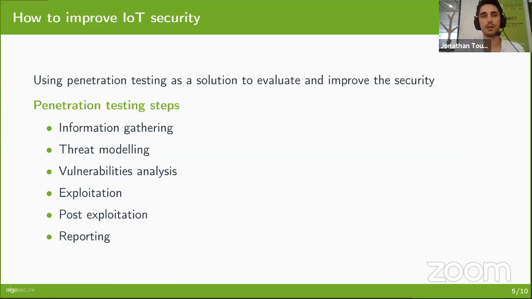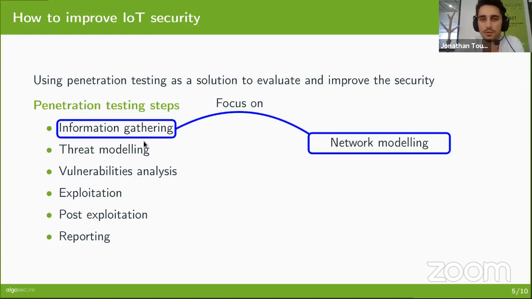So how can we improve IoT security? From my experience as a pen tester, I think that penetration testing is a good solution to evaluate or improve the security of networks. Penetration testing follows a methodology divided into different steps. And in this presentation, we will focus on the first step, the information gathering step, or more precisely, how to model networks.